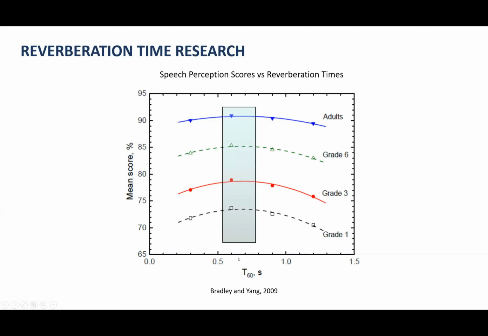And we also see here a little hump in these graphs, which is basically showing that there's an ideal reverberation time, where a 0.6 to 0.7 second reverb time in a classroom results in slightly higher speech perception scores for all of these populations, which makes sense for why some of the acoustic criteria is what it is today. We'll get into that a little bit later.